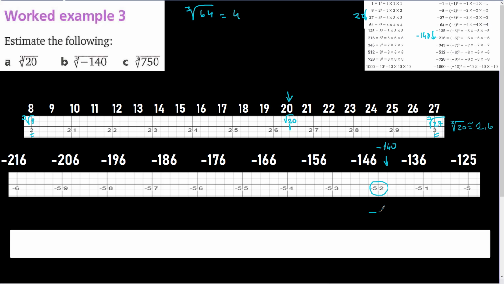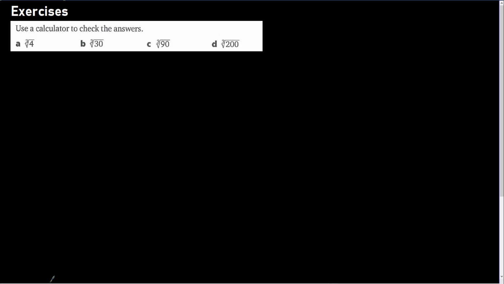So the cube root of minus 140 is going to be minus 5.2. When the question is negative, we should find that the answer is negative, and we don't have an OR choice here. This is the last time I'm reminding you about this.